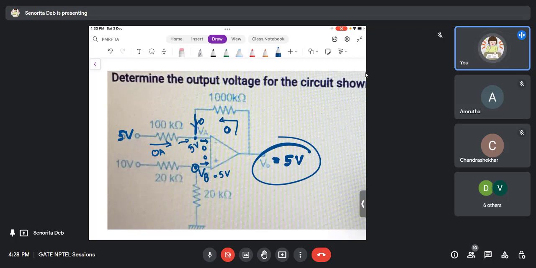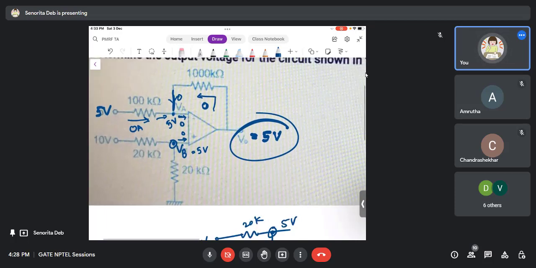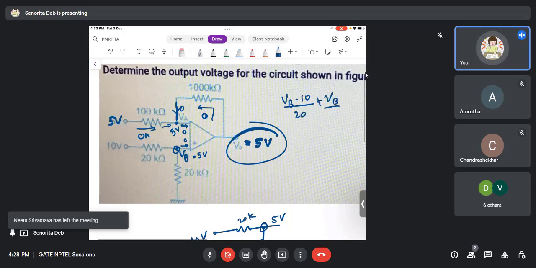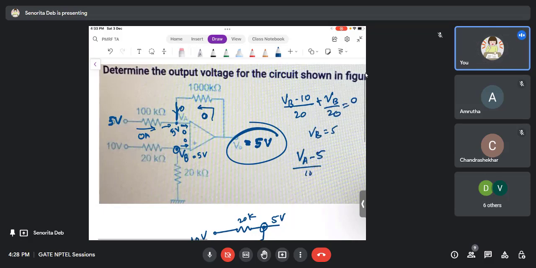So this question I deliberately took just for its approach. Otherwise, what we would have done, we will find VB first. How will we find VB? We will do (VB minus 10) by 20 plus VB by 20 equals 0, and then we find VB from here. And then we do (VA minus 5) by 100 plus (VA minus V naught) by 1000 equals 0, and then you put VA equals VB and then you solve.